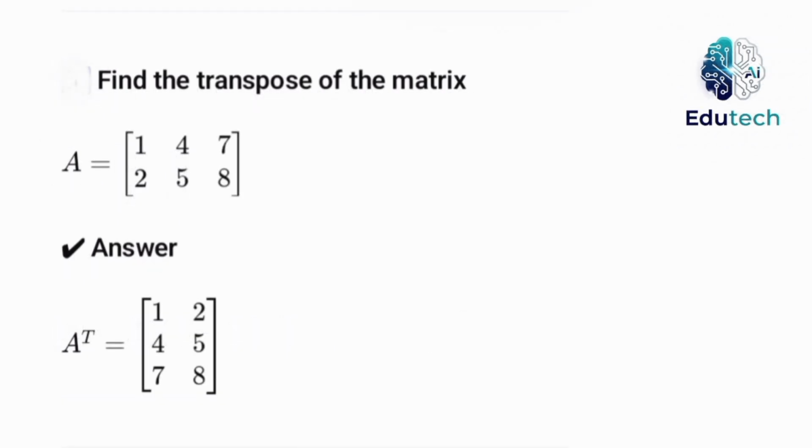Find the transpose of the matrix. A is equal to matrix 1, 2, 4, 5, 7, 8. Just reverse the matrix, rows into columns and columns into rows. So we can get the answer. A transpose is equal to 1, 4, 7, 2, 5, 8. So we can move on to the last question.